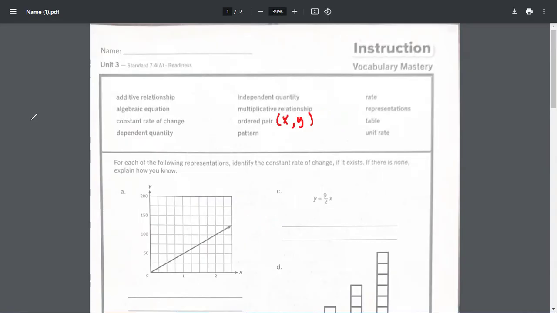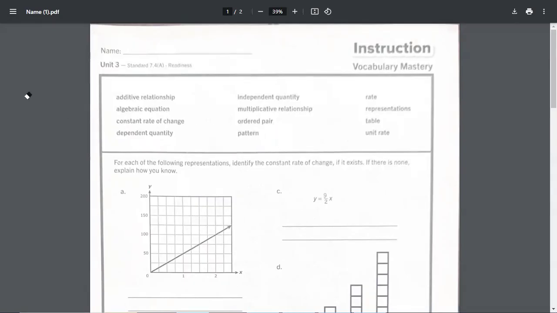At the bottom, a pattern, right? We learn about patterns in elementary school. A pattern is just something consistent. It could be something like an AA pattern or an AABB pattern, or it could even be an ABAB pattern, right? It is something that is consistent and that stays consistent.